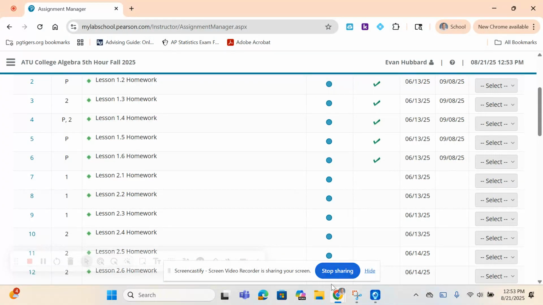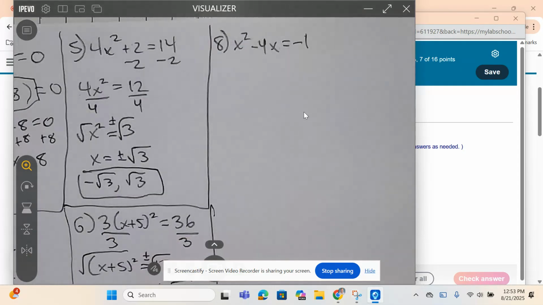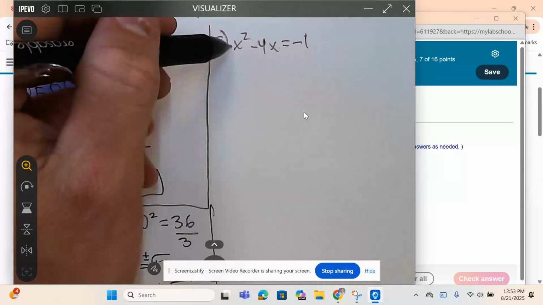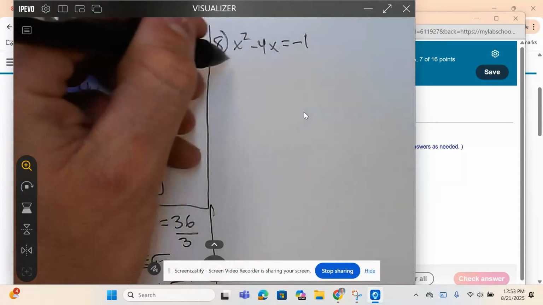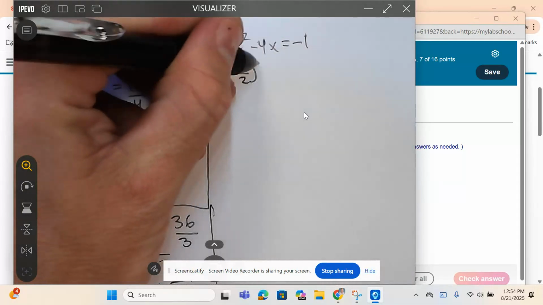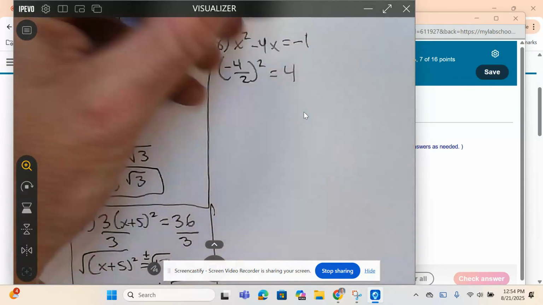Now, you could do this one by quadratic formula. I'm going to do it by completing the square just to stay consistent, but you can do it either way. So the first thing I do, move the constant to the right. It's already there. Second, divide through by whatever's in front of x squared. It's 1, so we're good. Third, take b, divide it by 2, and square it. Negative 4 divided by 2 is negative 2. Negative 2 squared is 4.